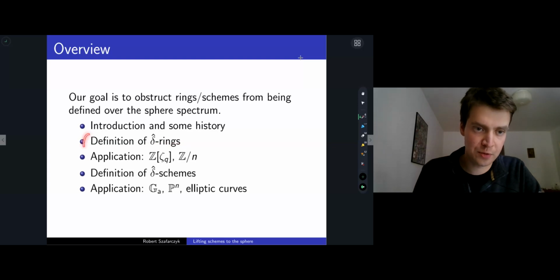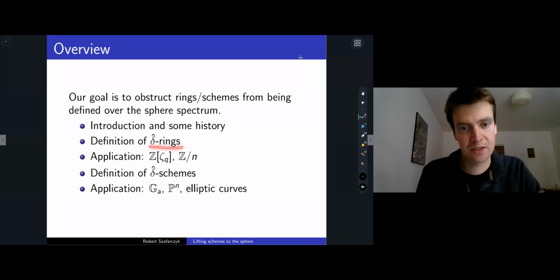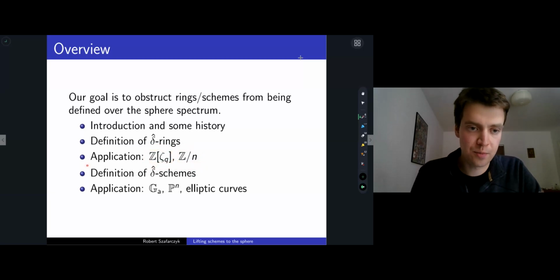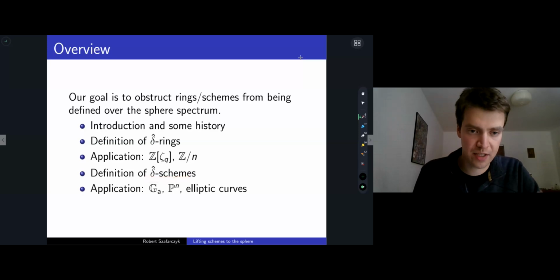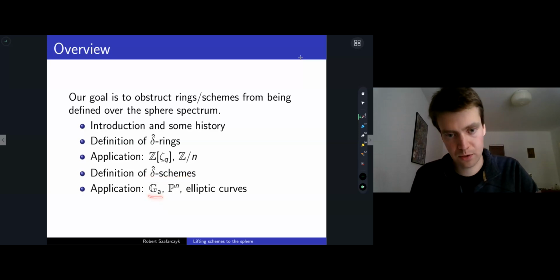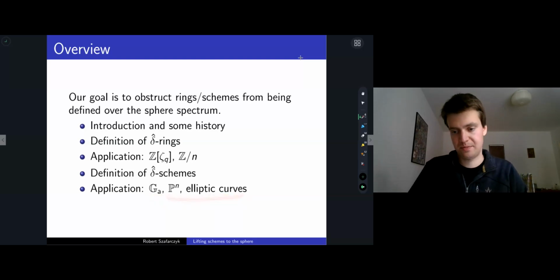First we will start with the affine case, defining delta hat rings, and using this to say something about Z mod n or Z adjoin some root of unity. And then I will move to delta hat schemes. I will define them and use this obstruction for things like group schemes or projective schemes.